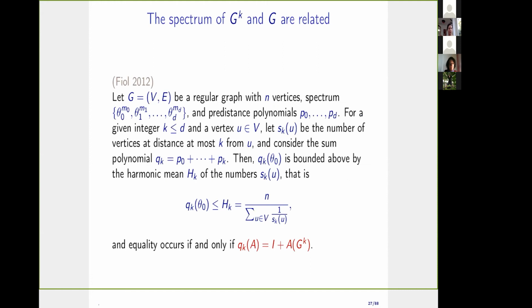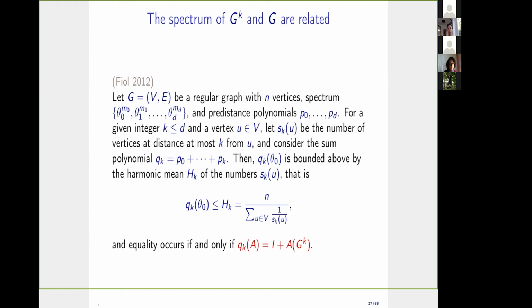So there is this result in 2012 by Fiol, who actually provided an upper bound for a sum of polynomials evaluated in the largest eigenvalue. This sum of polynomials, I'm not giving you the definition, is a sum over a family of polynomials called predistance polynomials, which is just a family of orthogonal polynomials with the classical properties, like holding the three-term recurrence of a distance-regular graph, etc. And this is bounding above this polynomial evaluated in the largest eigenvalue.